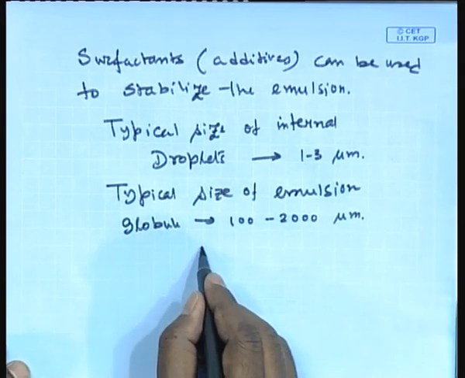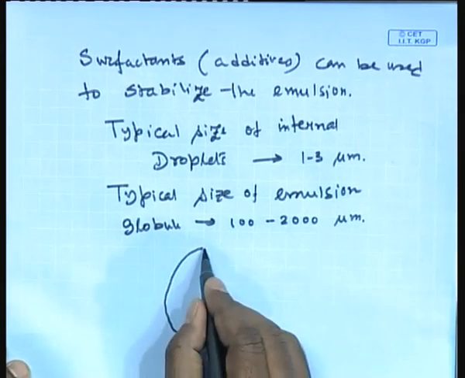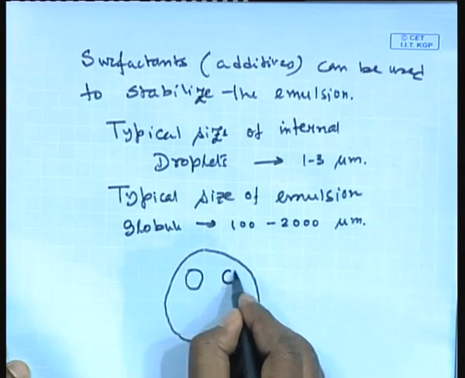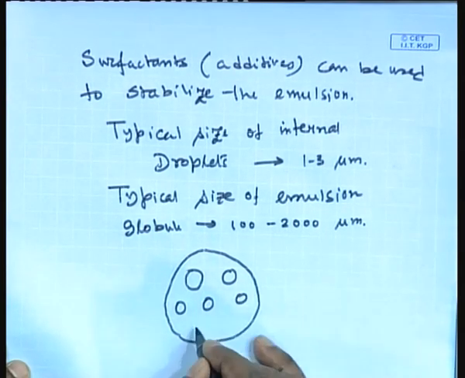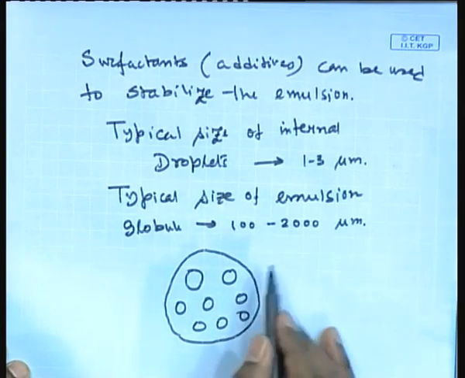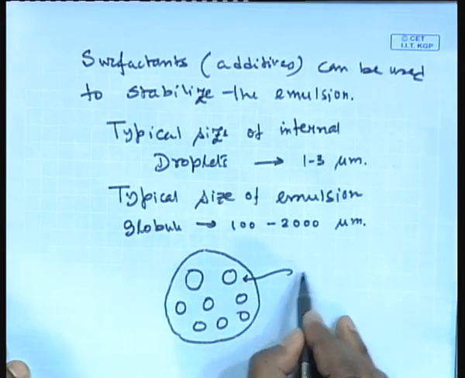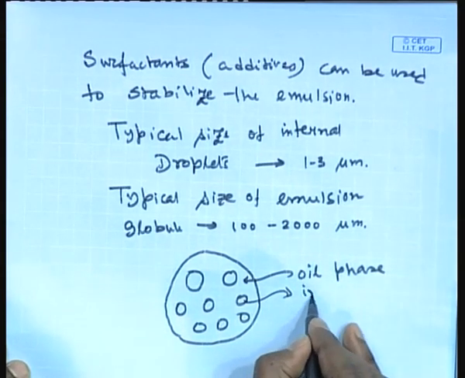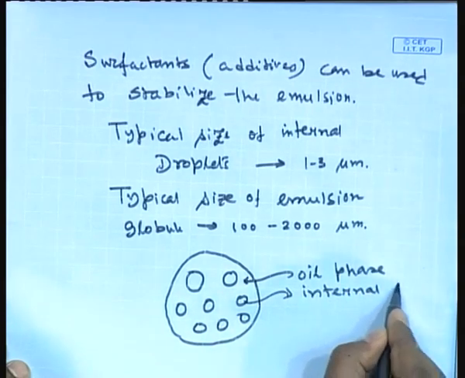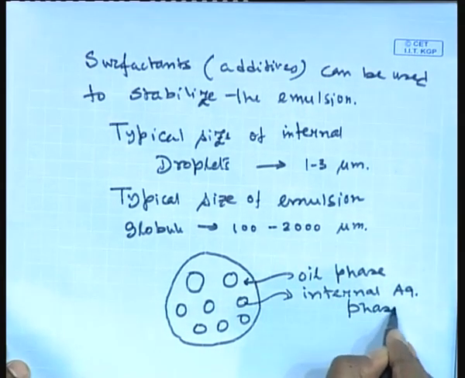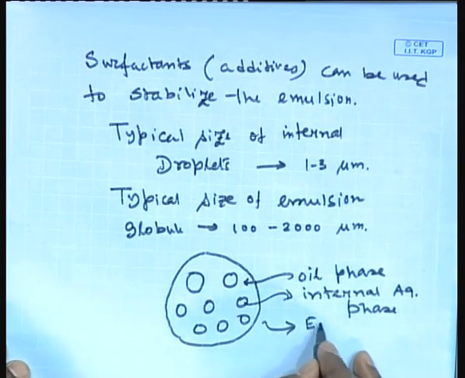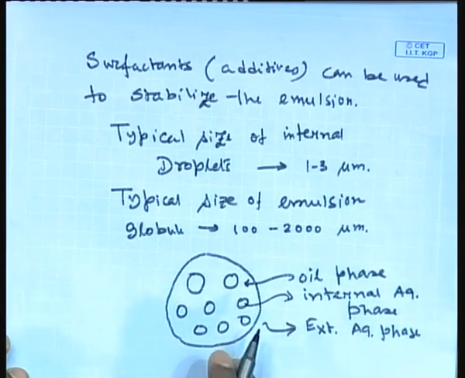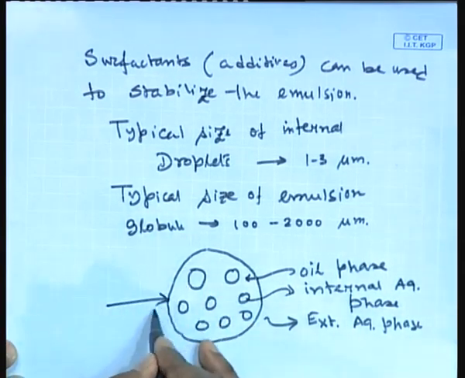So, basically you will be having an emulsion globule something like this. Within here you contain various internal droplets, and you will be having an outer phase. This is the oil phase, this is the internal aqueous phase, and the outside is the external aqueous phase. And this is an emulsion globule.